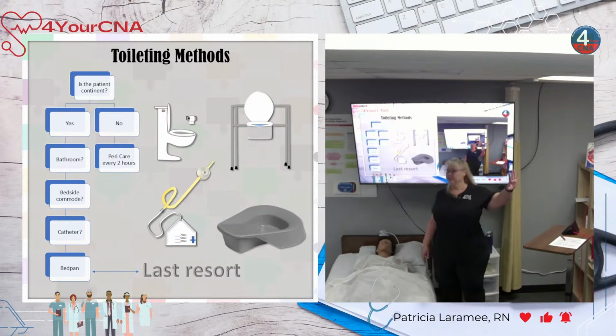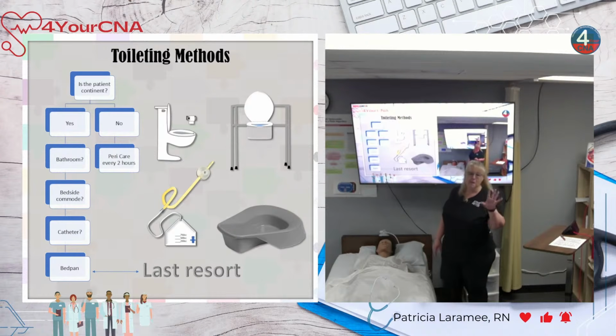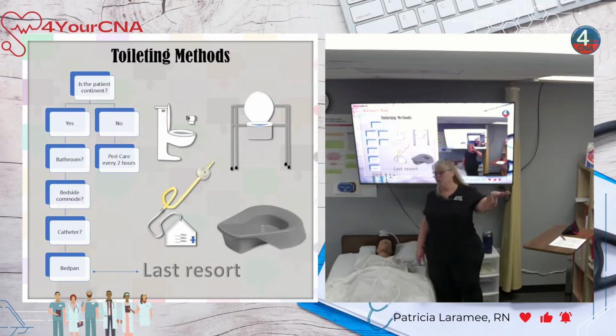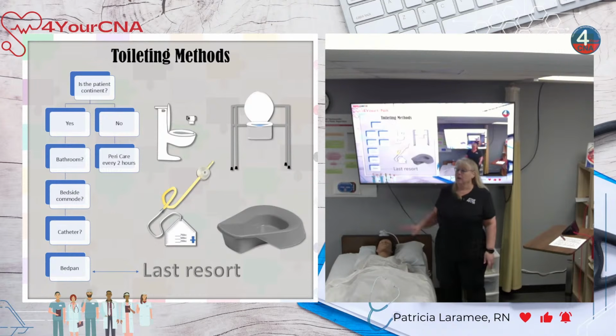Bathroom privileges, top of the list. Ding, ding, ding. We have a winner. They take care of it themselves. Bathroom with assist, they're still going there. They just need some help somewhere along the way. Good? That is the gold standard. That's what I'm looking for.